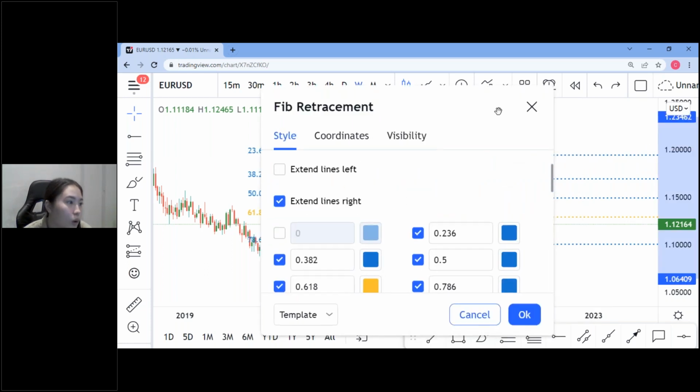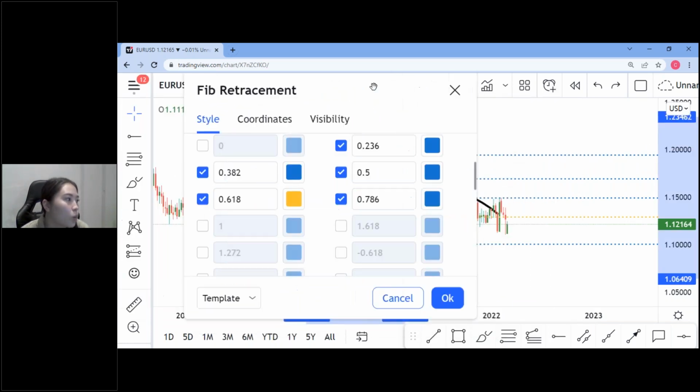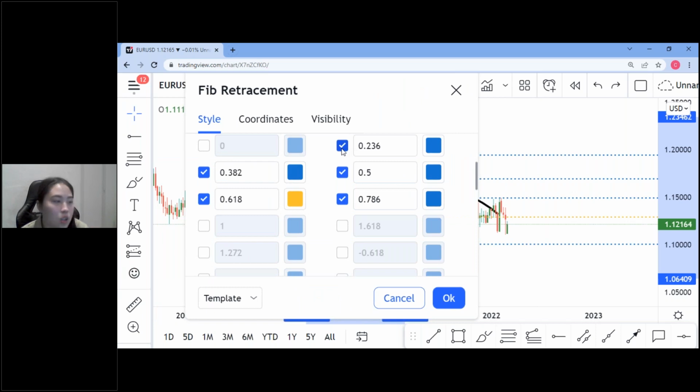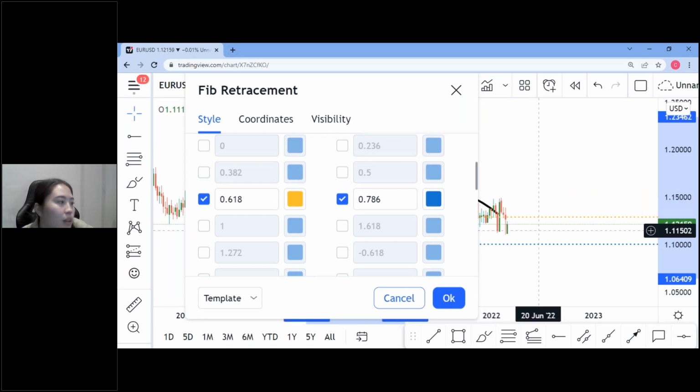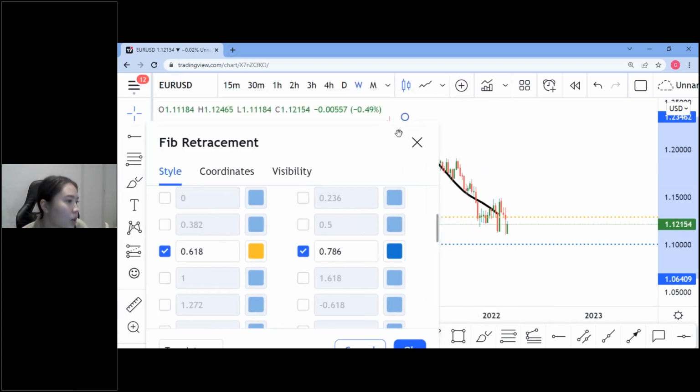We're going to go back to the settings and get rid of the levels that we think are not relevant. So we're going to get rid of the 23.6, the 38.2, and the 50%. I'm going to leave the 61.8 and the 78.6 because these are the two answers you guys are giving me, but I will tell you the correct answer in a while.